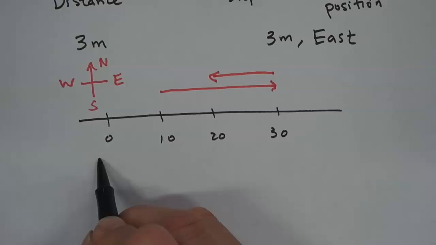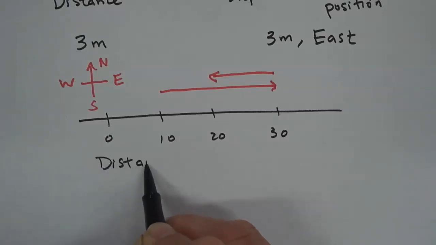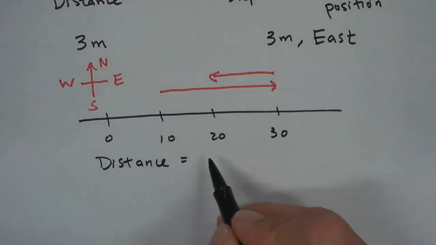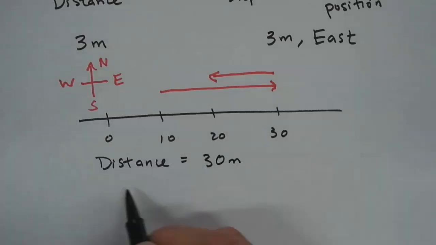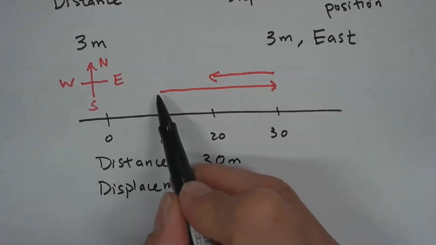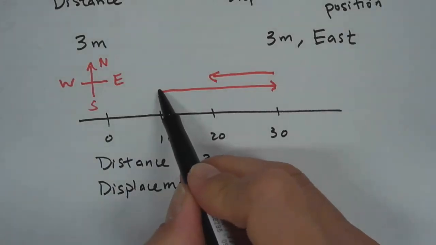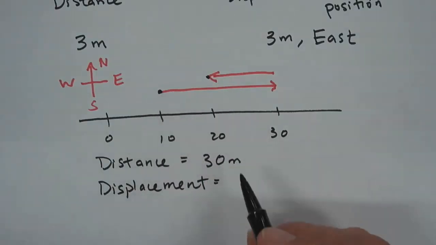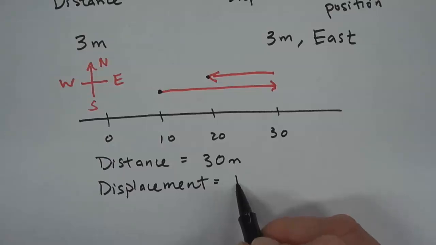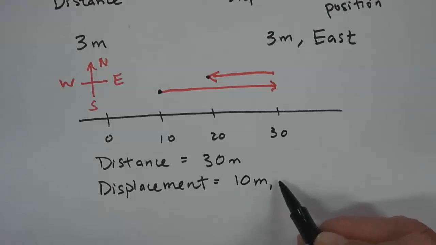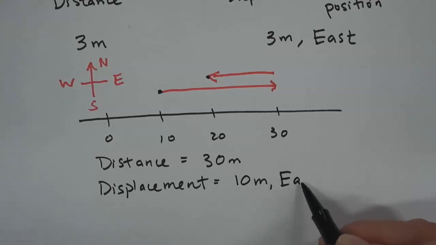So my distance is the total ground covered, which is going to be, let's see here, 10, 20, and then back 30. So it's going to be 30 meters. But my displacement is going to be from where I started. So I started from this point, I ended up at this point, so I ended up going to the right 10 meters. So my displacement is my change in position, 10 meters to the right, and the direction is going to be east.